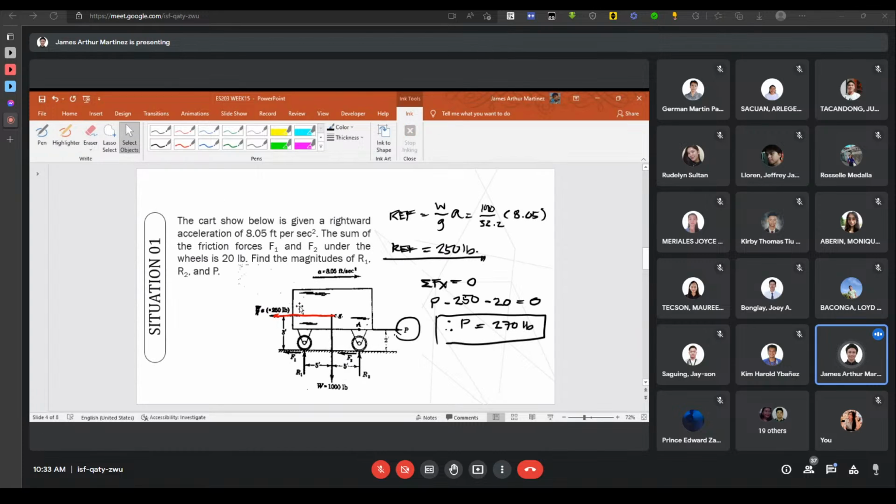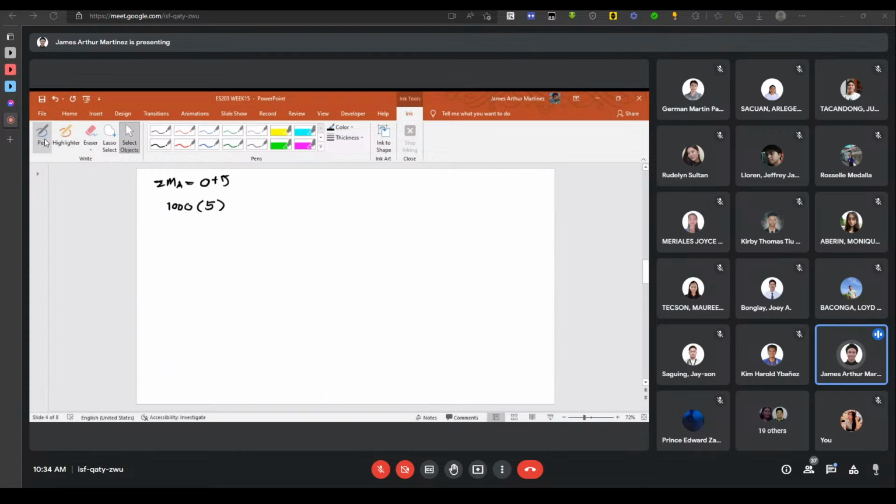Then the red force, which is 250 in magnitude. Its perpendicular distance to point A is just 1 foot, right? Since from the ground to the center of gravity of the object, you have 3 feet, and from the ground to point A, you have 2 feet. Therefore, the distance from the center of gravity of the object to point A is just 1 foot. It has a positive sign convention since it also creates a counterclockwise moment.